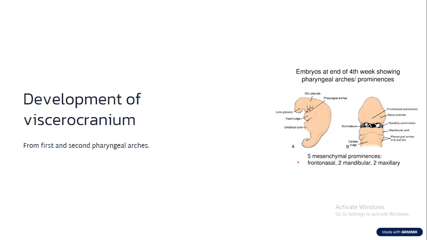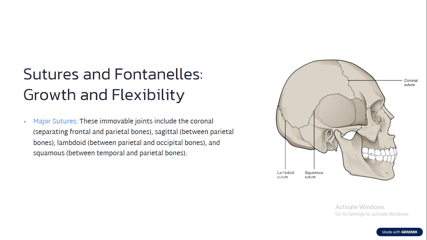Viscerocranium is also formed by these two major processes only. First is the intramembranous ossification, and second is the endochondral ossification. Both these endochondral and intramembranous ossification occur in the cells from first and second pharyngeal arches. So from the first pharyngeal arch, there is development of maxillary prominence and the mandibular prominence. Both these develop by both intramembranous and endochondral ossification.